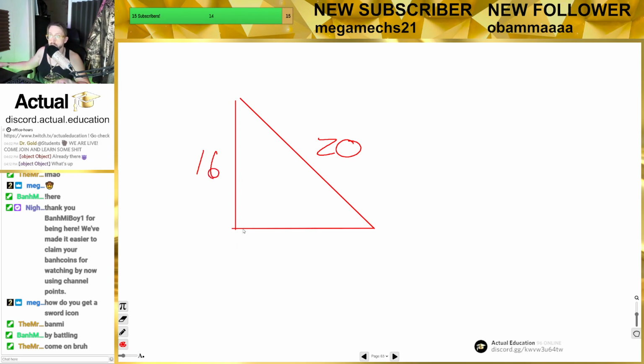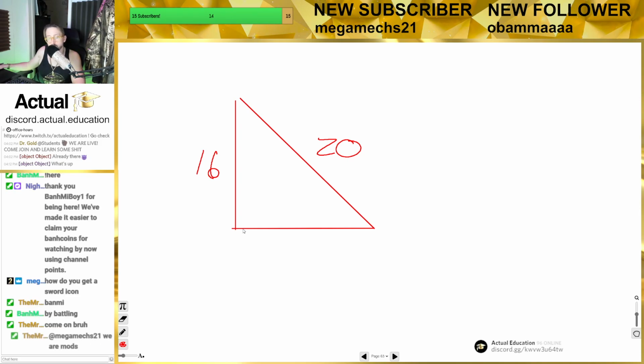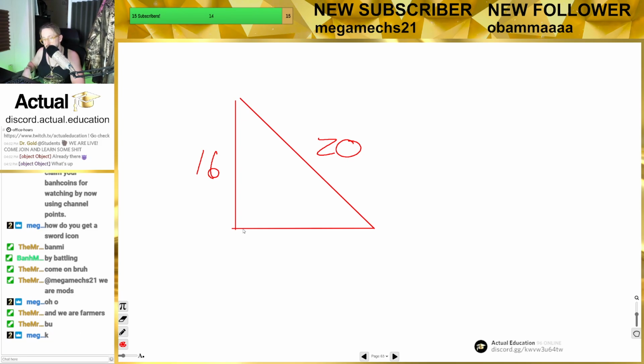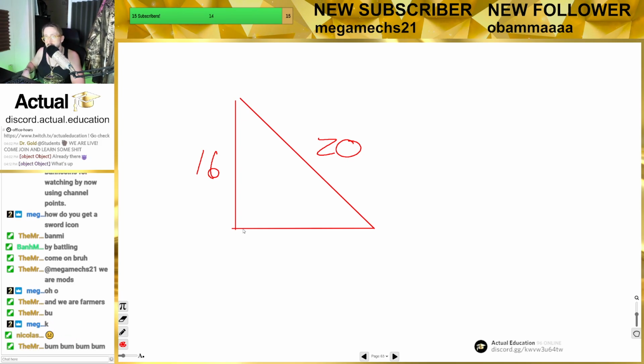What would be the missing side without doing the Pythagorean theorem? Because this would suck to do the Pythagorean theorem. I don't want to do 16 squared. I don't want to do 20 squared. Wait, is it going by 2s? Like multiples of 2s? Close.